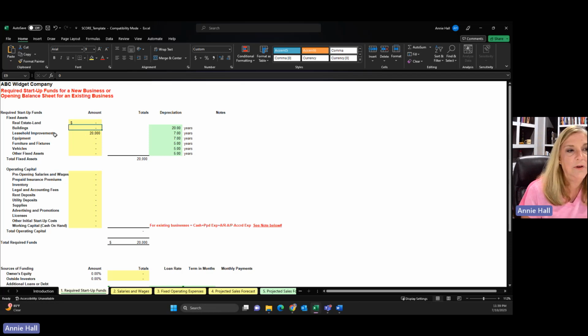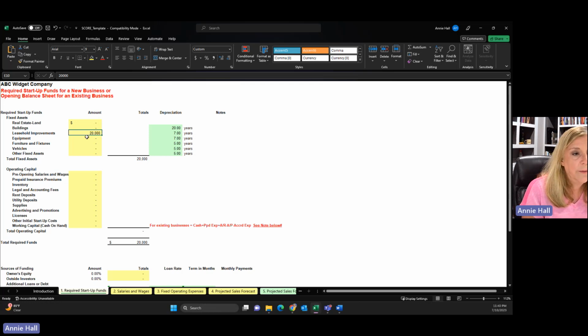Anything that you do to improve that leased space is what we call leasehold improvements. And the amount of that would go here on leasehold improvements in the yellow box. So for our example, I'm assuming that we have to spend $20,000 to build out our production area and our office area inside the space that we have leased.